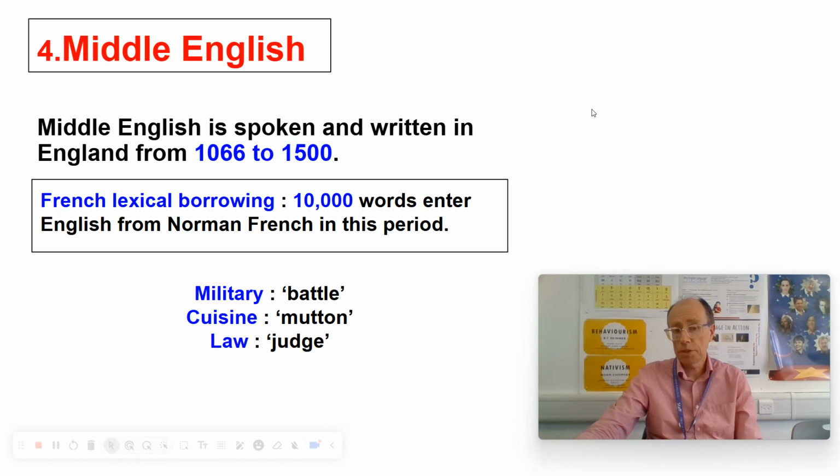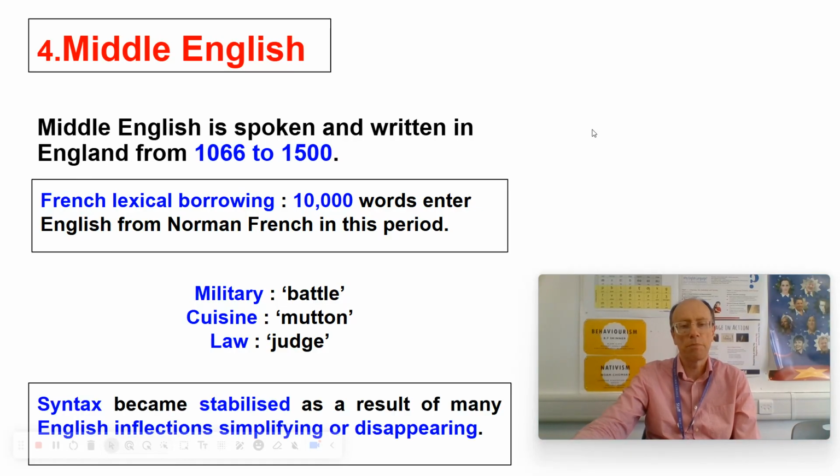Want some examples? Here are ones to remember. From the semantic field of military, we have the word battle. From the semantic field of cuisine, ironically itself a Norman French word, mutton. And from the semantic field of law, judge. So those are three good examples of words that come into English in this medieval Middle English period.